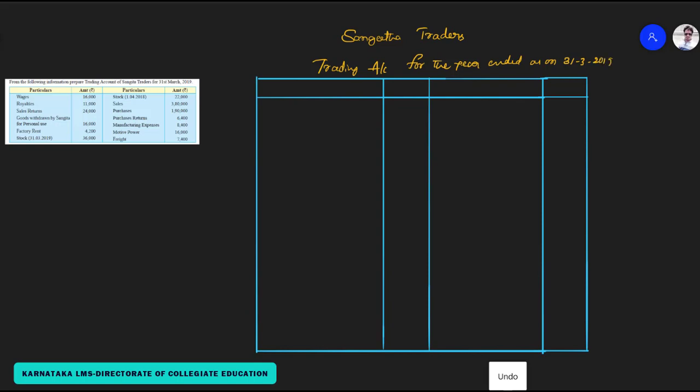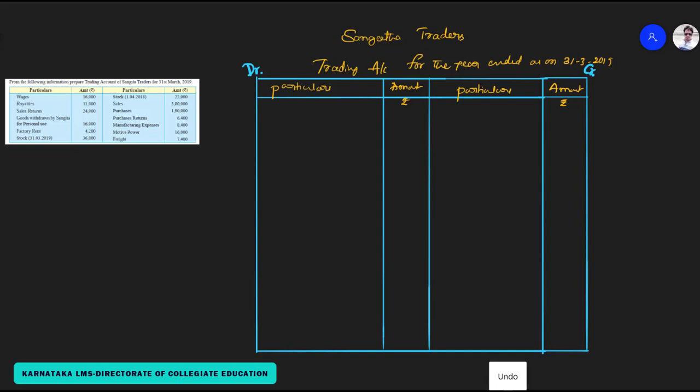So there is a format and we have to fill the columns, particulars and amount, rupees, particulars, amount, rupees, and most importantly the left hand side is called debit and right hand side is called credit. Now let us proceed with the preparation.